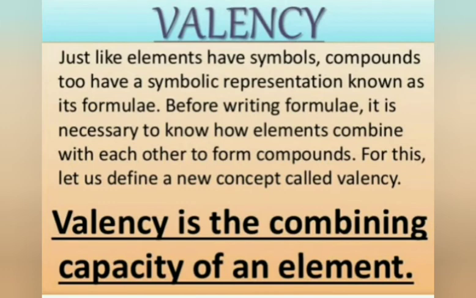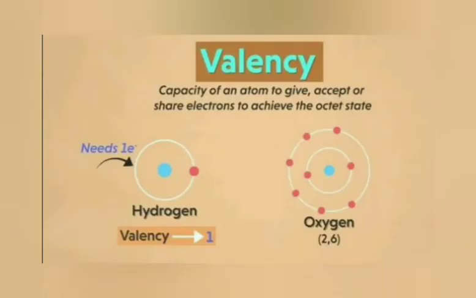The definition of valency says that it is the combining capacity of an element. What is the combining capacity? It is how many bonds an atom can form by sharing, losing, or gaining electrons. This you will study in detail in different classes. Here we will study the general idea about valency, like the capacity of an atom to give, accept, or share electrons to achieve the octet. Octet means the last orbit must have 8 electrons to gain the stability of an atom.